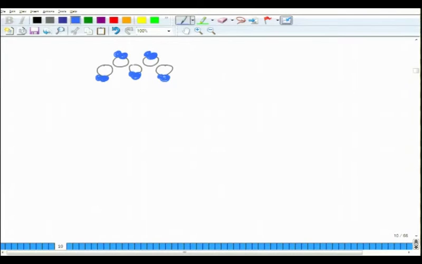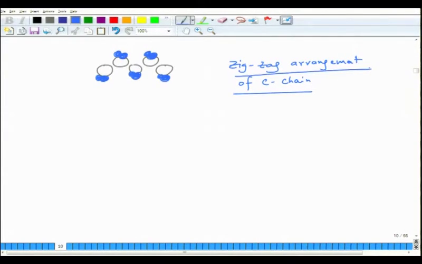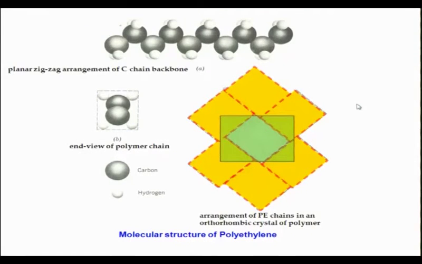Like this. So, on two sides you have hydrogen atoms. This is a planar zigzag arrangement of the carbon chain molecules. These make a structure which looks like an orthorhombic structure. I will show you here. Essentially it looks something like that.